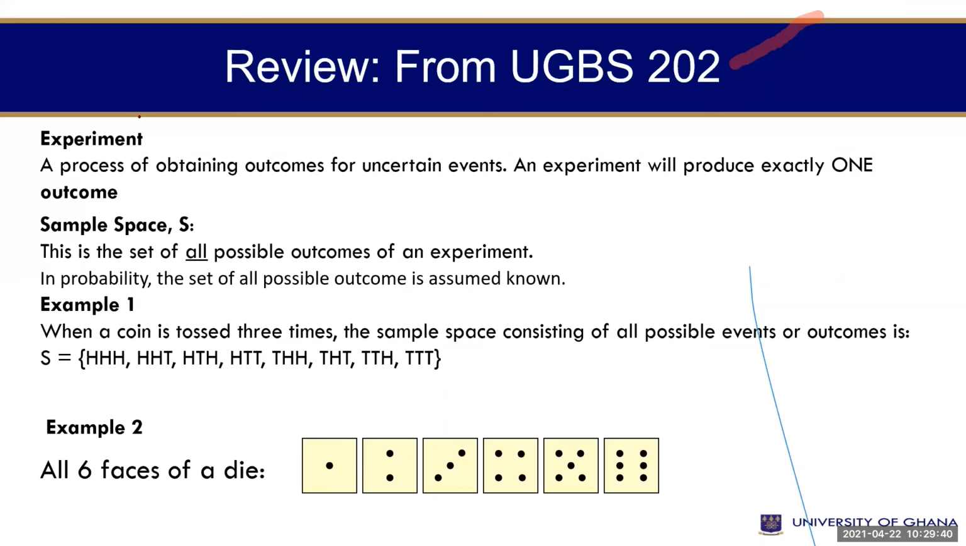In your UGBS 202, you are told what experiments are. If we are looking at probability, then an experiment is a process of obtaining certain outcomes. So we are looking at outcomes for uncertain events, and an experiment will produce exactly one outcome. If we know the outcome, then we can go further to measure. We also define a sample space as the set of all possible outcomes of an experiment. In probability, the set of all possible outcomes is assumed known.